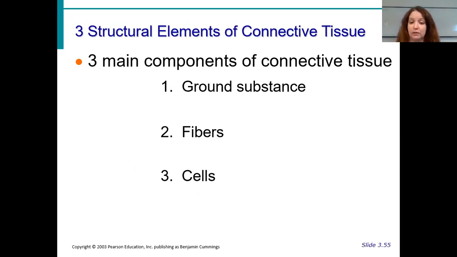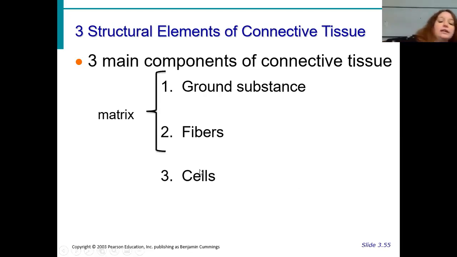The three main components of connective tissue are ground substance, which we just talked about, either fluid or hard or somewhere in the middle; the fibers, which are either collagen, elastin, reticular, or a mixture of the three; and then the cells that live in that tissue. For example, in bone, your cells are osteocytes. In blood, your cells are the red blood cells and the white blood cells and the cells of the immune system. And other cartilage have specific cells, and we're going to see those.